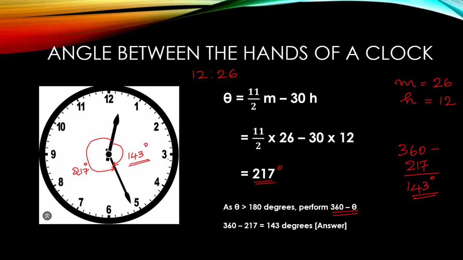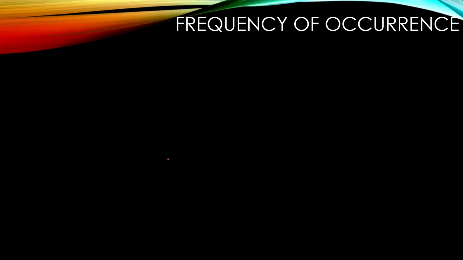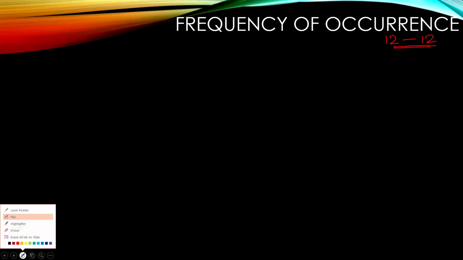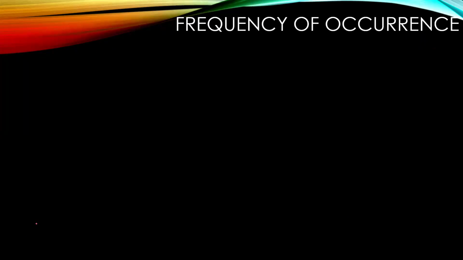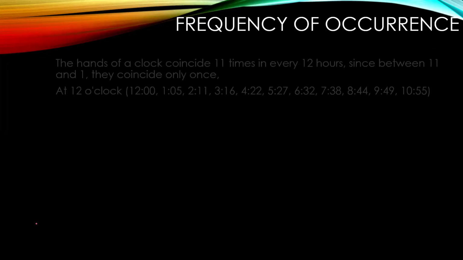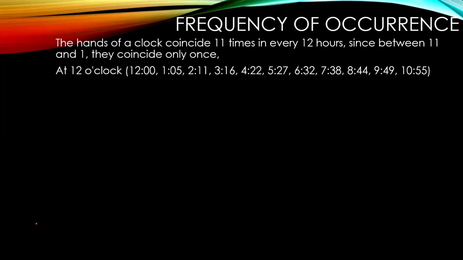Okay, fine. Now let's go to the concept frequency of occurrence. This is very important. You just consider the time duration from 12 noon to 12 midnight, 12 to 12 I'm considering. Over a span of 12 hours, the minute hand and hour hand of a clock will be coinciding with each other 11 times in every 12-hour span of time.